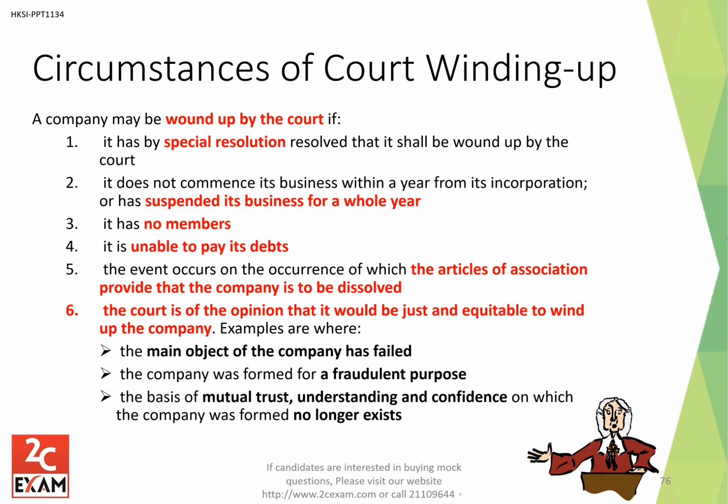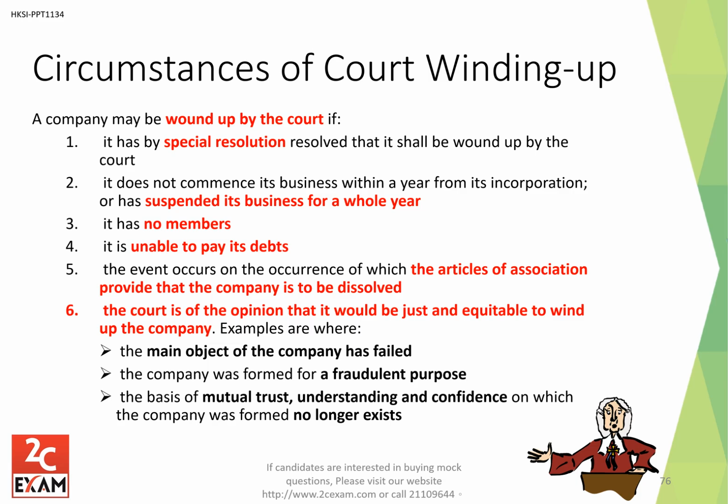So, what are the circumstances of court winding up? A company may be wound up by the court if the company has already held a special resolution, deciding that the court should help the company proceed with liquidation. Also, if it does not commence its business within a year from its incorporation, it has suspended its business for a whole year, it has no members, it is unable to pay its debts. Moreover, if the company's articles of association specify that certain events would trigger compulsory liquidation, and if such an event occurs, compulsory liquidation must proceed.